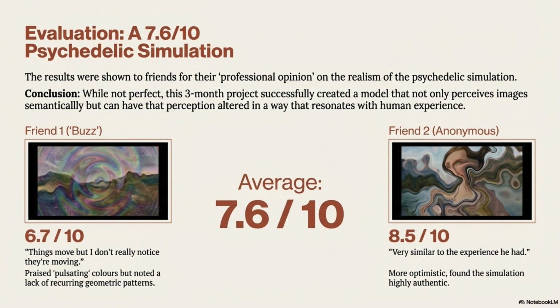Meanwhile, the second friend was way more enthusiastic. Yeah, gave it an 8.5. Said it was very close to their own experience, which gave them an average score of 7.6. And this whole thing, from that first simple autoencoder to this complex GAN, took them 3 months. 3 months of intense work, yeah. It really just goes to show, to build a system that can fail conceptually, you first have to build a system that can understand conceptually.